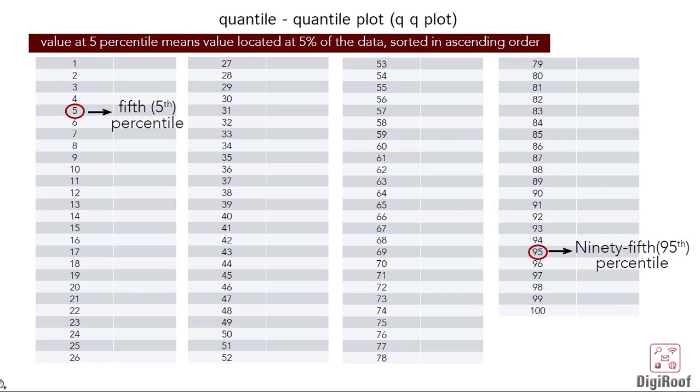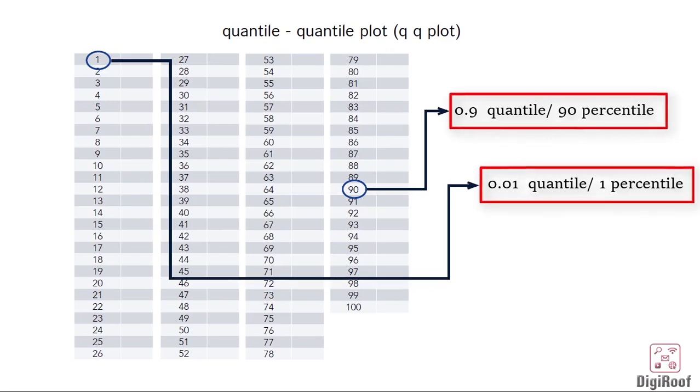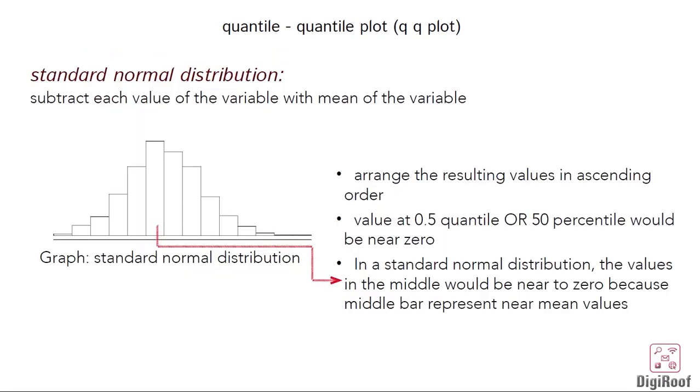Now that we understand percentile, we can easily understand quantiles. The quantile value corresponds to the value of percentile. For instance, 0.9 quantile is equivalent to 90th percentile and 0.01 quantile is equivalent to 1 percentile. There are two more things that we should revise before going further. First one is standard normal distribution and second is standard deviation.